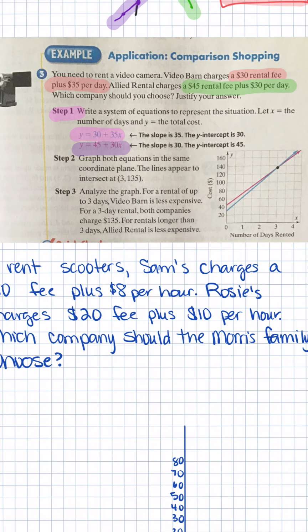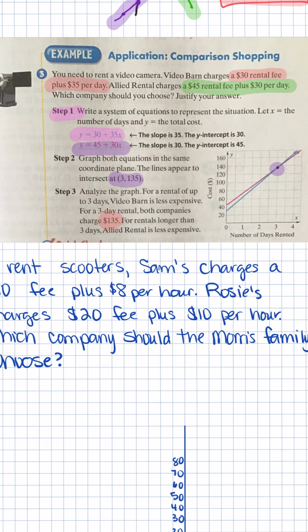So when they graph both equations, the lines appear to intersect at (3, 135). So if you look at this graph, for a rental up to 3 days, Video Barn is less expensive. But then after that, it gets more expensive. So at that point though, both companies charge $135. For a rental longer than 3 days, Allied Rental is less expensive.